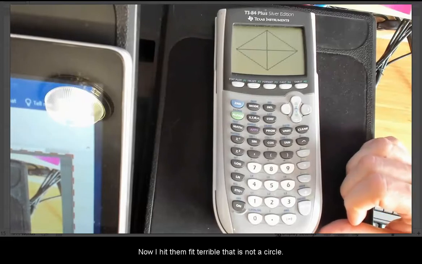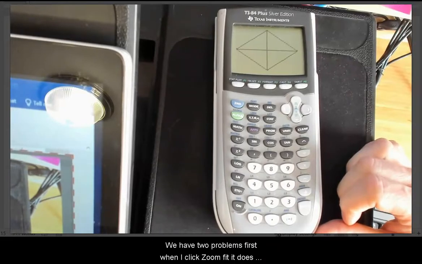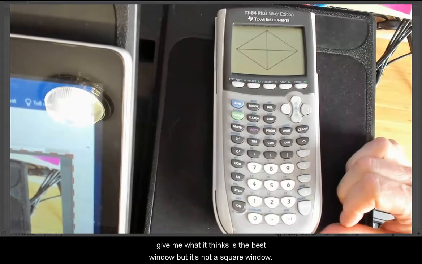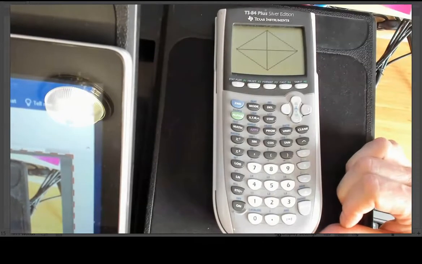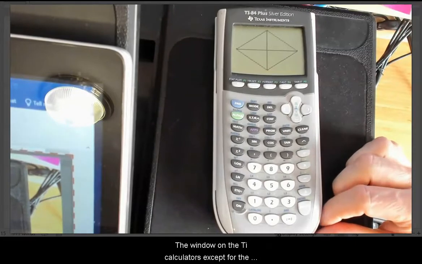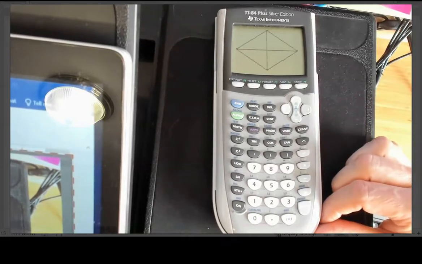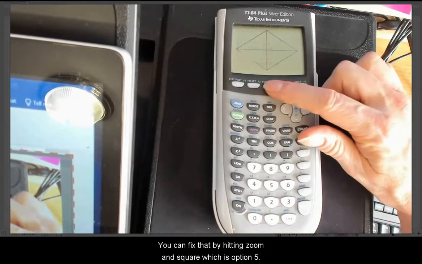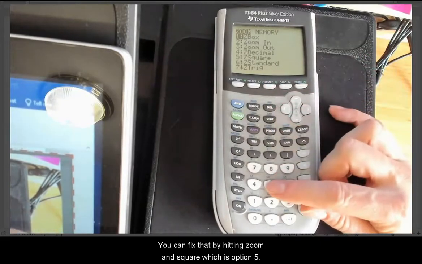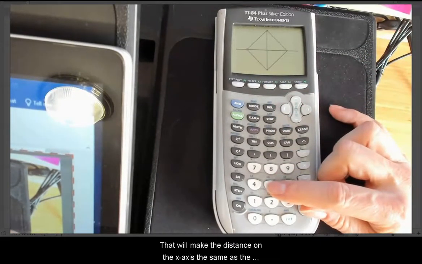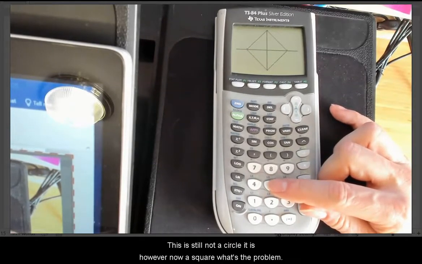Ugh, terrible. That is not a circle. We have two problems. First, when I click Zoom Fit, it does give me what it thinks is the best window, but it's not a square window. The window on the TI calculators, except for the Inspire, is unfortunately a rectangle and not a square. You can fix that by hitting Zoom and Square, which is option 5. That will make the distance on the x-axis the same as the distance on the y-axis. This is still not a circle. It is, however, now a square.